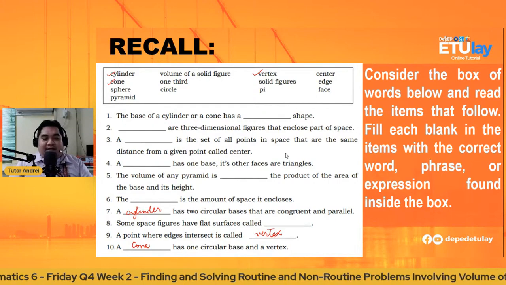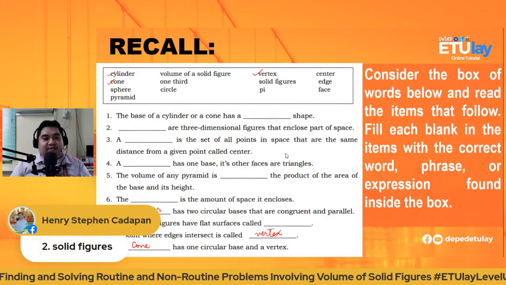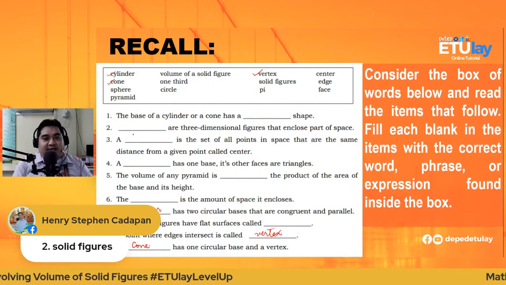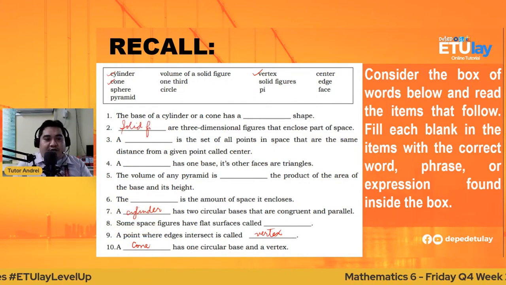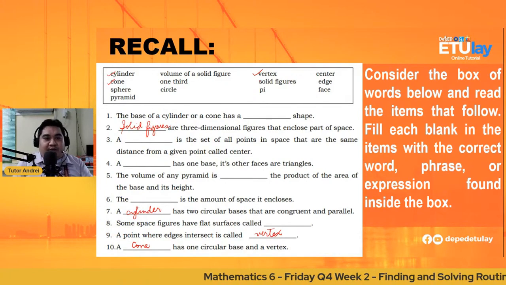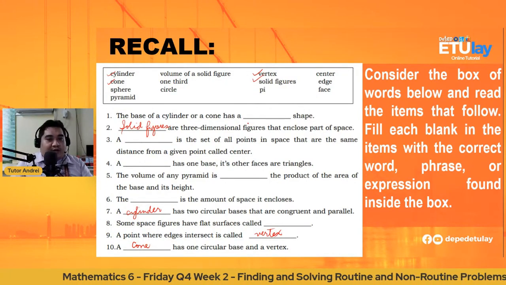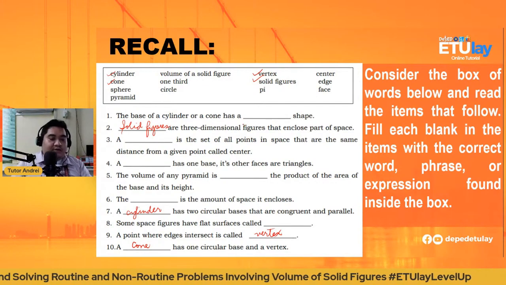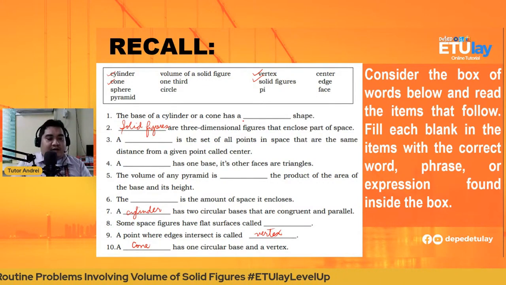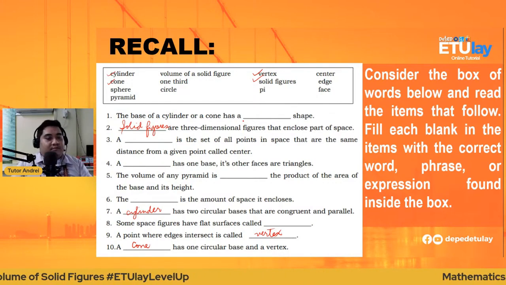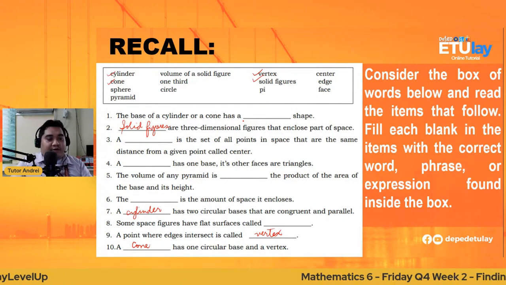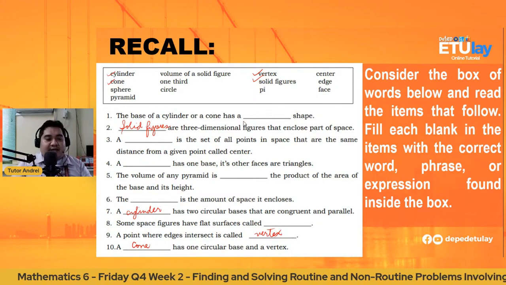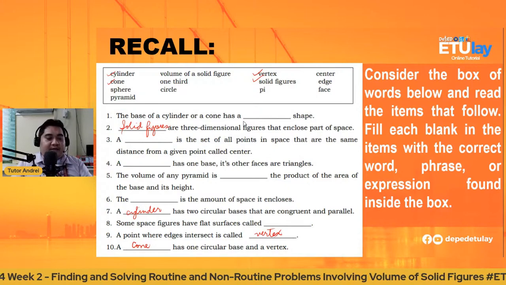Okay, meron pa tayong natitirang items. 1, 2, 3, 4, 5, 6, and 8. Okay, sagot ni Henry Stephen Kadapan. Number 2, solid figures. Yes, that is correct, anak. Very good. So solid figures are three-dimensional figures that enclose part of space. That is correct. Very good. Okay. Let's have the others. So waiting pa din tayo sa ating mga sagot. Okay, so meron pa tayong words na natitira. Sphere, pyramid, volume of a solid figure, 1/3, circle, pie, center, edge, and face. Sige. Meron pa ba?